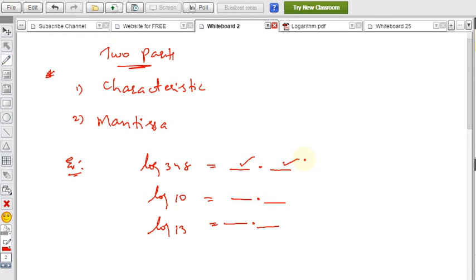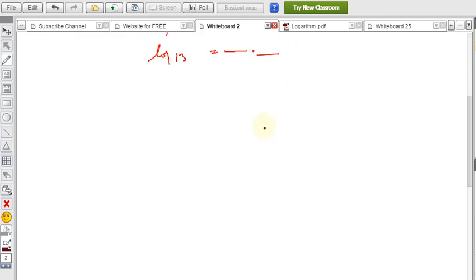You can see this in the logarithmic table also. If you are using a calculator, the integral part is the characteristic. Integral part means before the point, and after the point is the decimal part. So you can use the log calculator or logarithmic table for reference for the mantissa and integral part. So these are the important properties of logarithms.